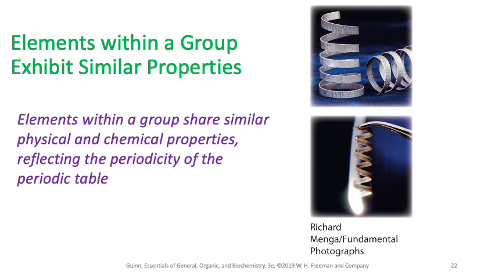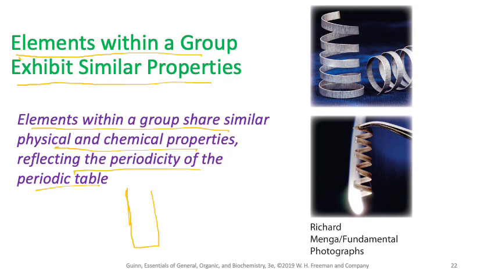So in the periodic table, elements within a group normally exhibit similar chemical as well as physical properties. So I can say elements within a group share similar chemical and physical properties, reflecting the periodicity of the periodic table. Means if any group, let's say this tall column is 1A, then whatever elements you have in it should all have the same physical as well as chemical properties. That's why they normally put them together like a family.